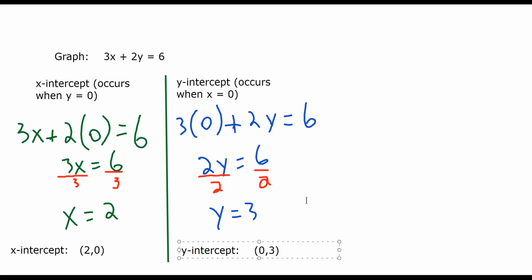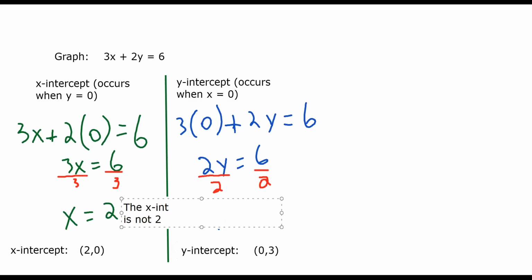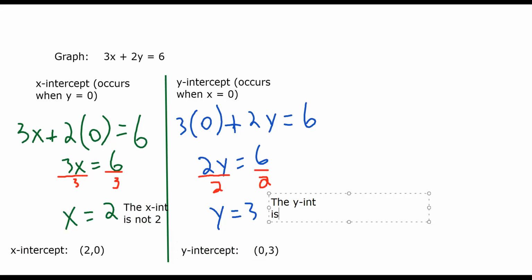So my y-intercept is not 3. The x-intercept is not 2. The y-intercept is not 3. That's not how that works. The x-intercept is exactly what I labeled here. The x-intercept is the coordinate 2, 0. Do not make that mistake. The y-intercept is the coordinate 0, 3.